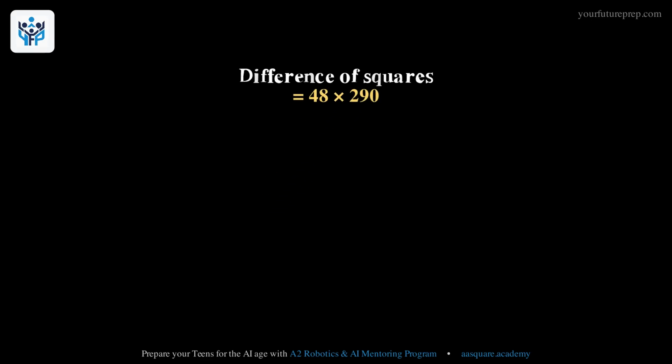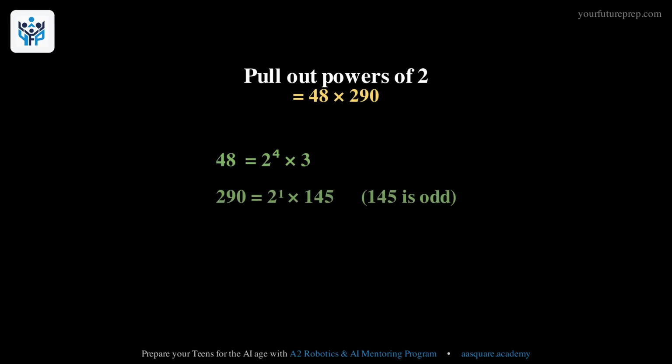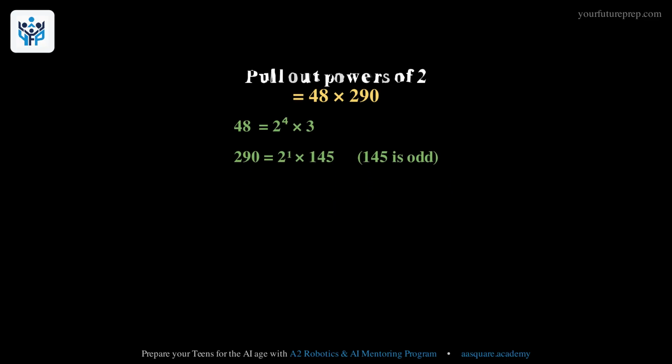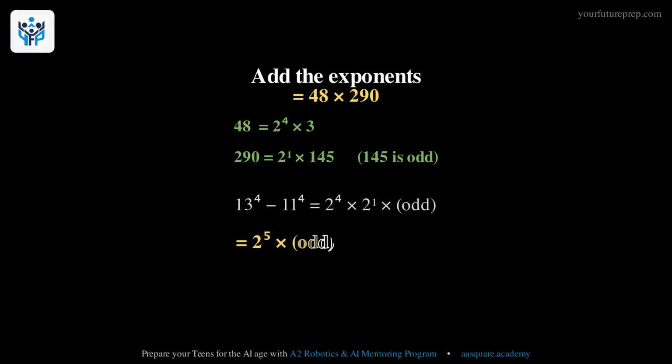Now pull out the powers of 2 from each factor. 48 equals 2 to the fourth times 3. And 290 equals 2 times 145, where 145 is odd. So altogether we have 2 to the fourth times 2 to the first times an odd number. Adding the exponents, 2 to the fourth times 2 to the first is 2 to the fifth.